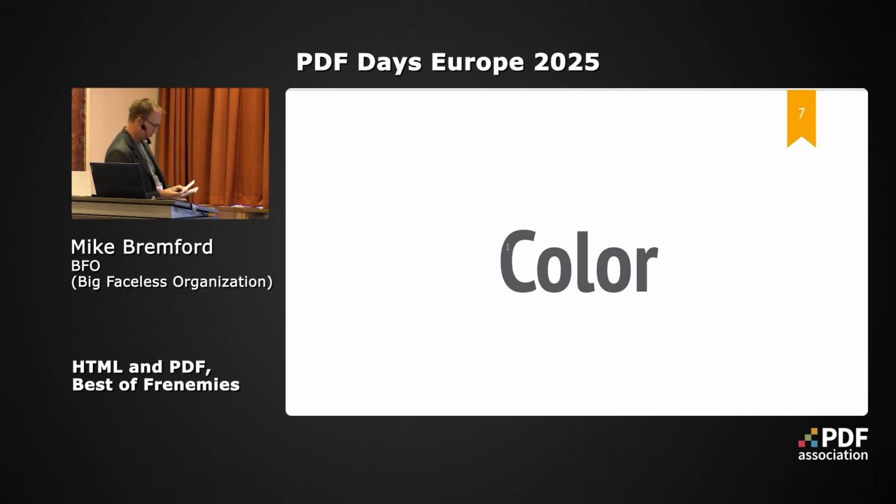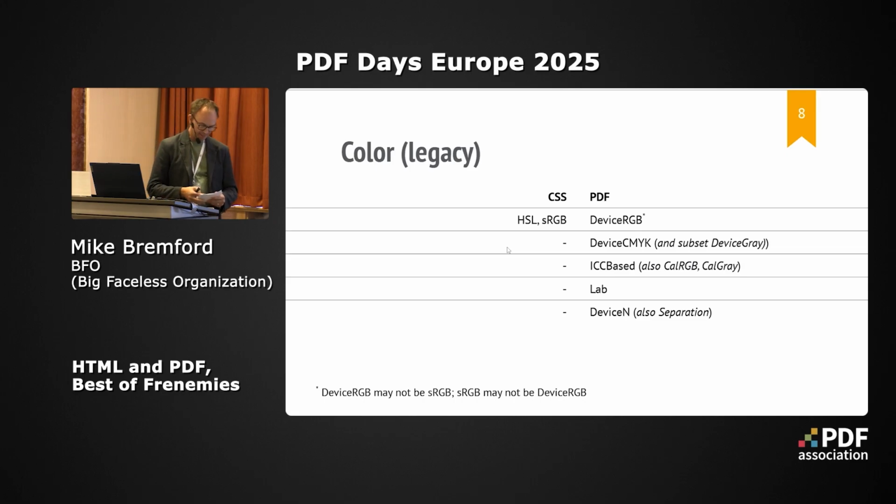We need to get started, so we will start with colour. Colour on the web is RGB, specifically sRGB, a colour space designed to reproduce accurately on consumer hardware of the late 1990s. PDF, of course, has a much richer colour model, as well as device-dependent CMYK. We have calibrated colours like Lab or ICC. We can have named colours, that's the DeviceN row on the table.